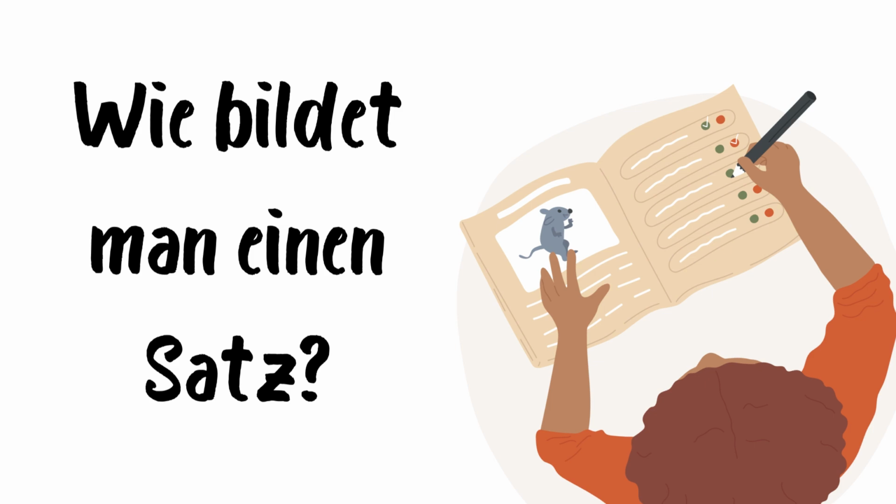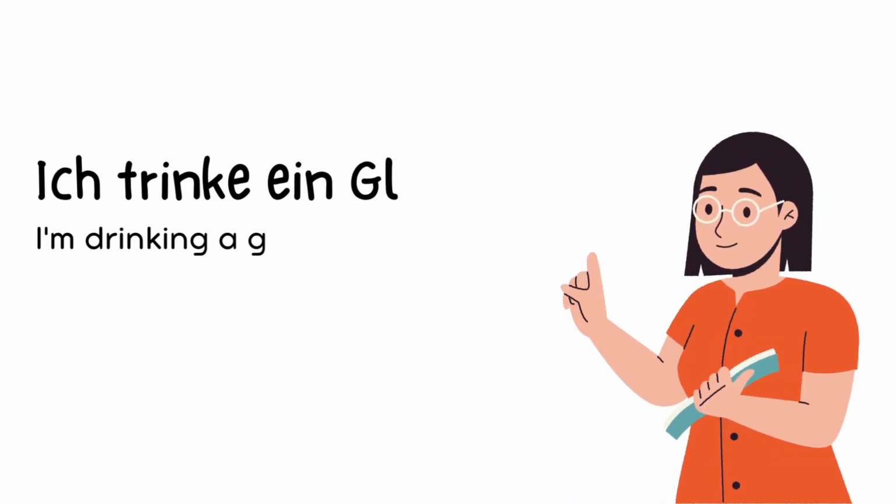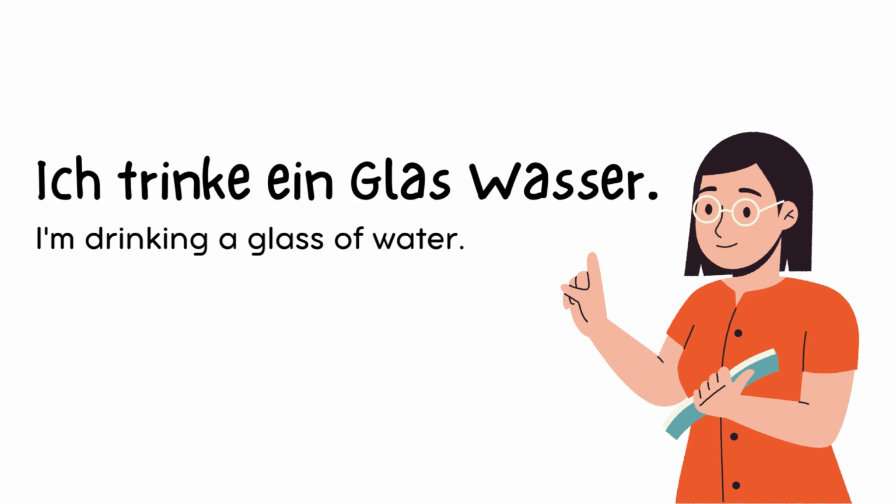Let's learn to make simple sentences in German, which isn't really difficult if you know your conjugation. This is what a really simple, basic German sentence looks like. Ich trinke ein Glas Wasser.